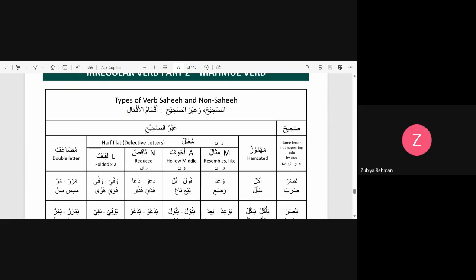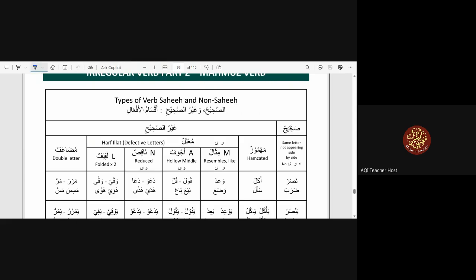Okay, so inshallah today we'll be covering lesson number 29 and 30. So before I go back to the lesson, I would like to do a quick recap of what we have learned in the previous chapter. So far we have learned that there are two types of verbs, sahih and ghair sahih. Let me get my pen.